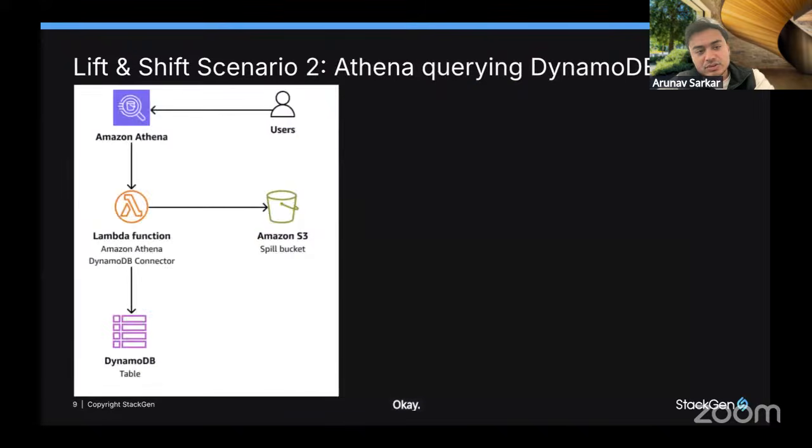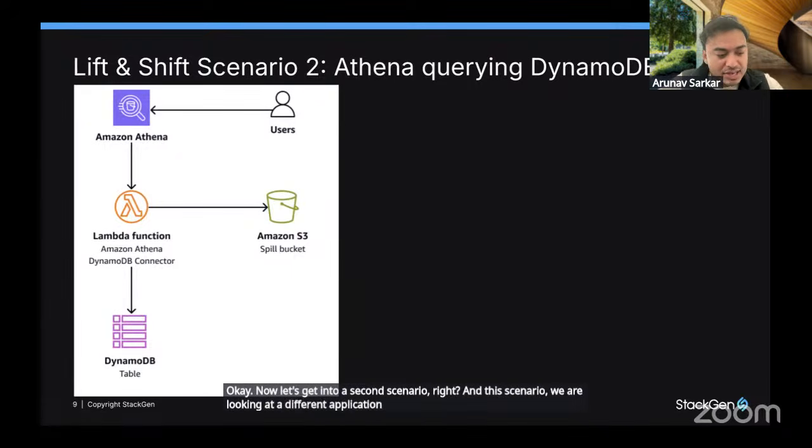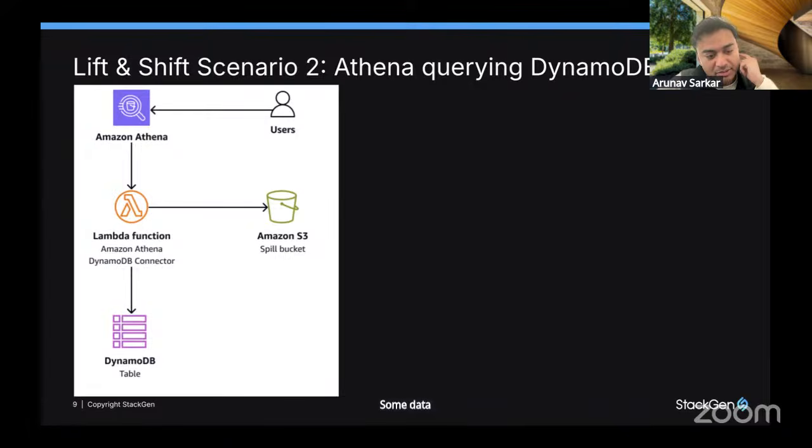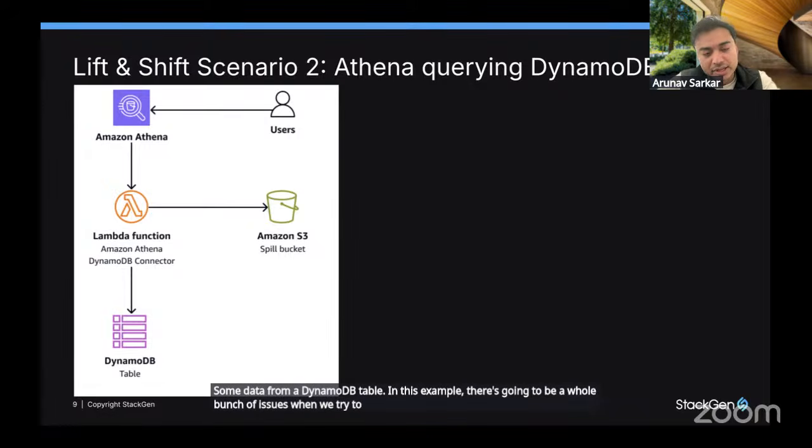Now, let's get into a second scenario. In this scenario, we are looking at a different application architecture. Think of this as a poor man's business intelligence tool, where we basically give some users access into Amazon Athena so that we can query out, using SQL, some data from a DynamoDB table. Okay. In this example, there's going to be a whole bunch of issues when we try to look at what the equivalent would look like inside GCP.